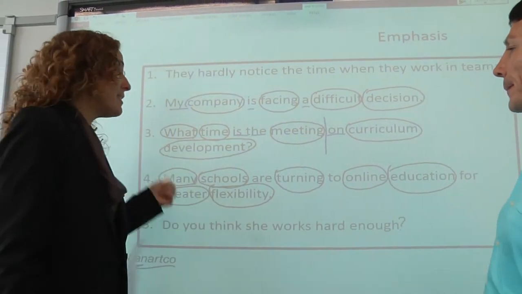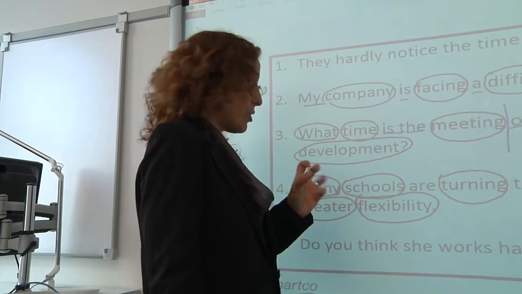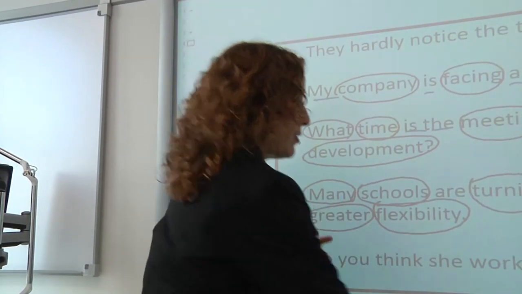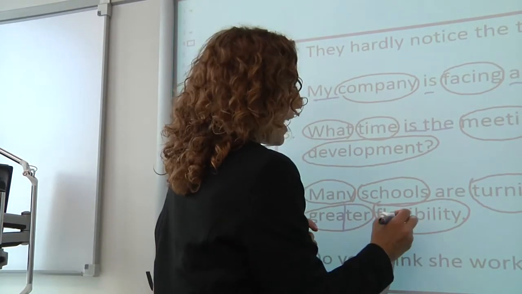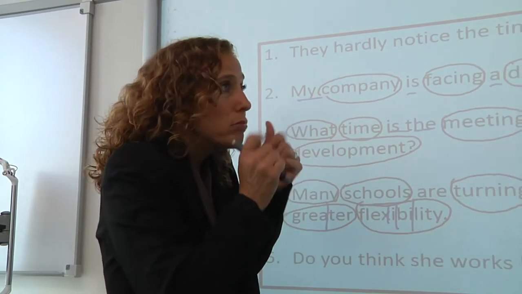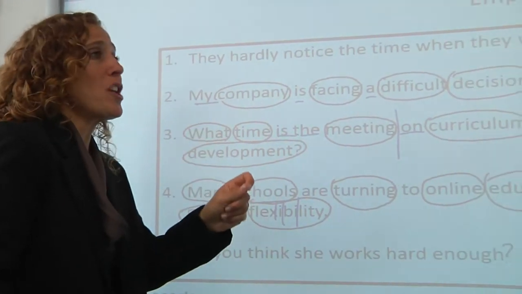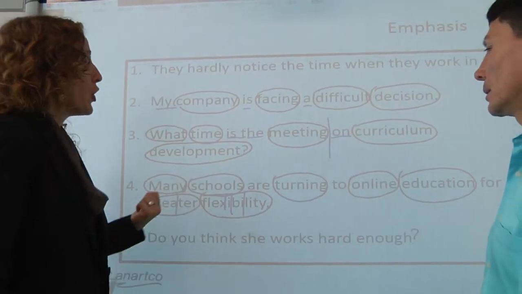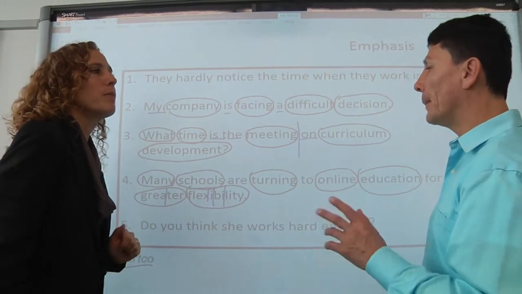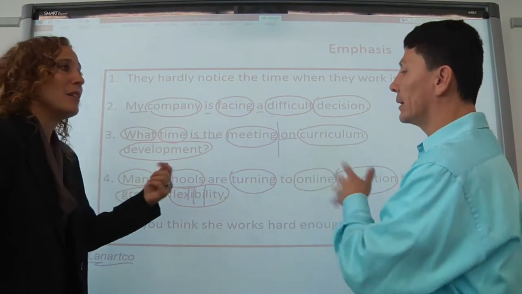Now, because you have a sentence with so many content words, you need to make sure that you're also going to stress certain syllables. So I just want to throw that out there, that you have all these syllables, so just don't jumble them together. Go ahead and say for me, many schools turning online education, greater flexibility. Many schools turning online education, greater flexibility.